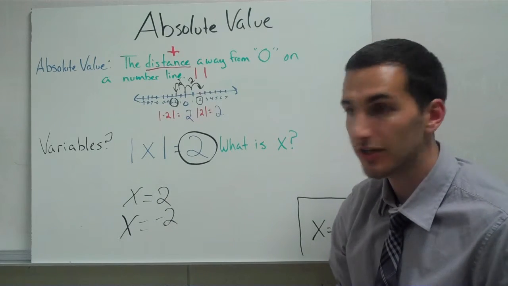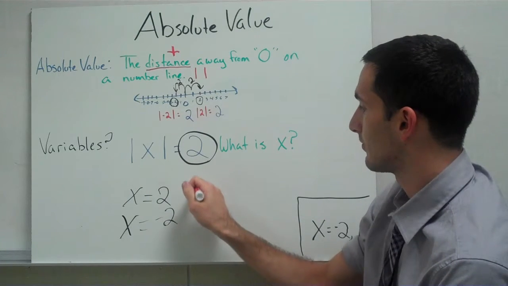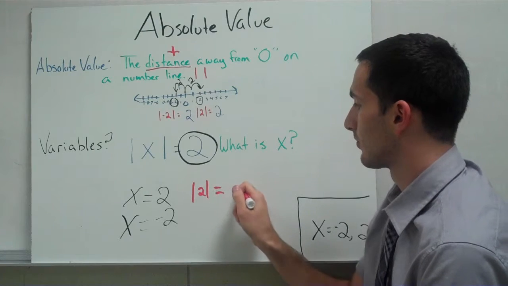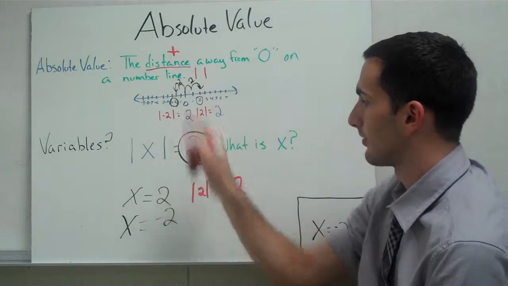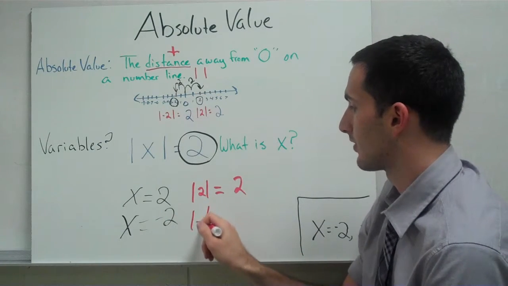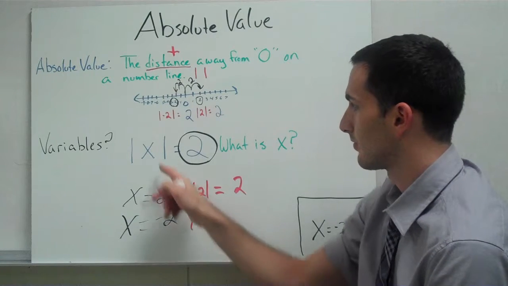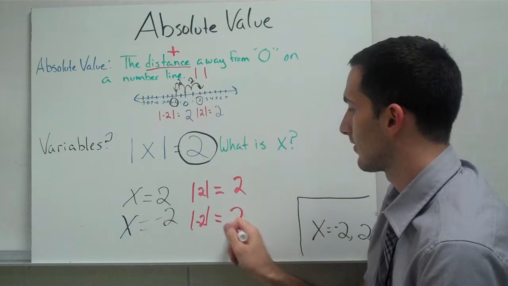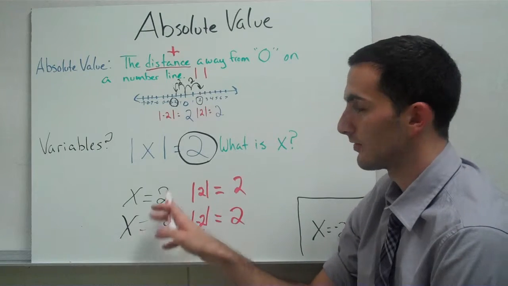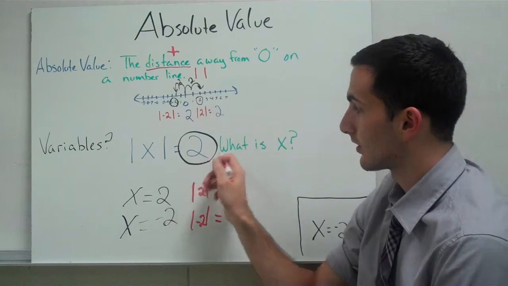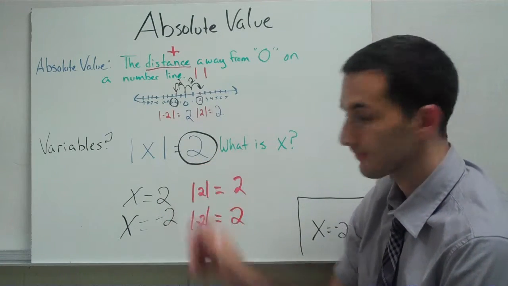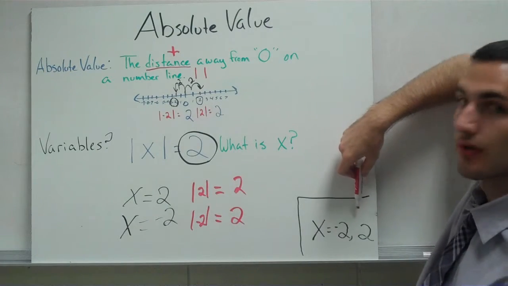Well, if you don't believe me, let's check our answer. Plug them back in. The absolute value of 2 equals 2. We know that from up here. And the absolute value of negative 2 equals, plugging it in, we still get 2. So x could be either 2 or negative 2 to give us an absolute value of 2. And you can see our answer right down here.